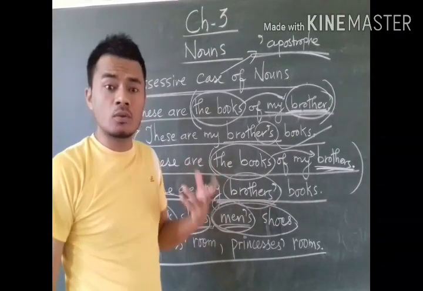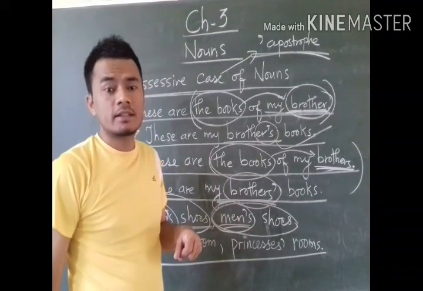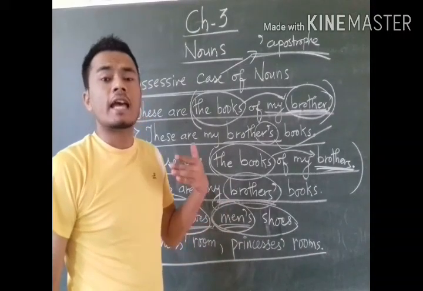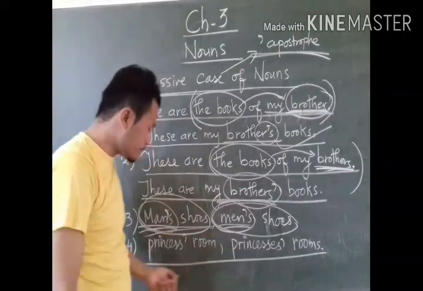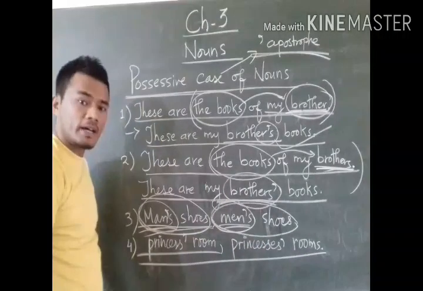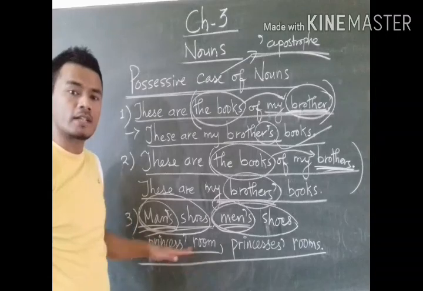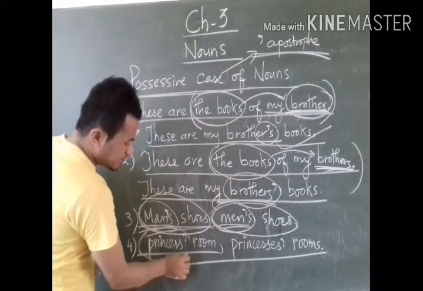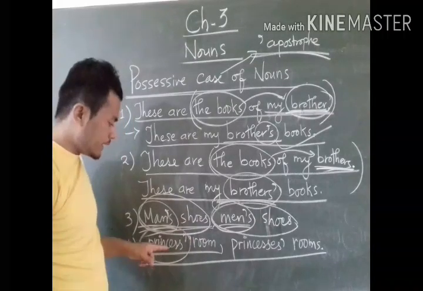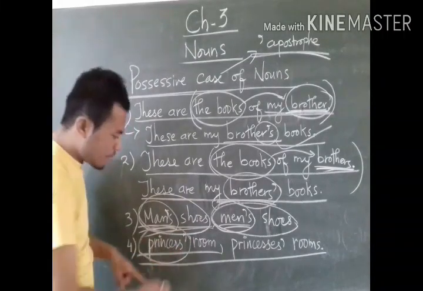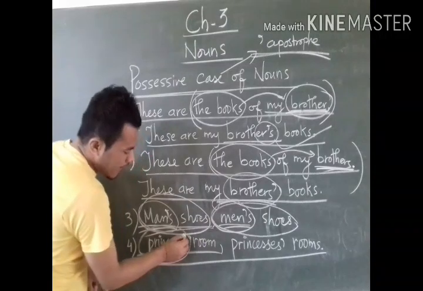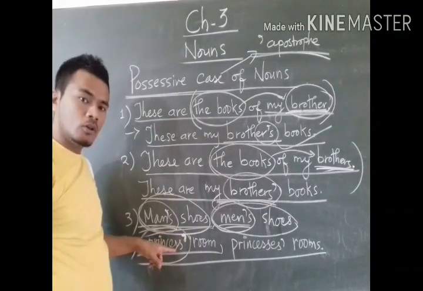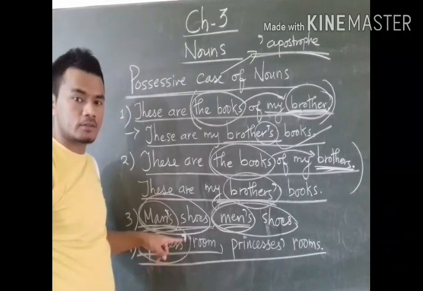If singular nouns end with s, then in the singular noun also we have to use apostrophe only. Like princess room. Here princess is a singular noun, but it ends with s. So we have to put just apostrophe here. No need to put apostrophe s.